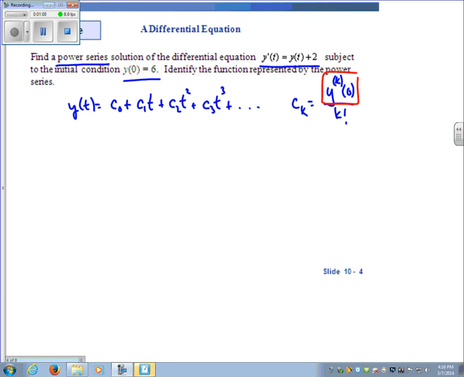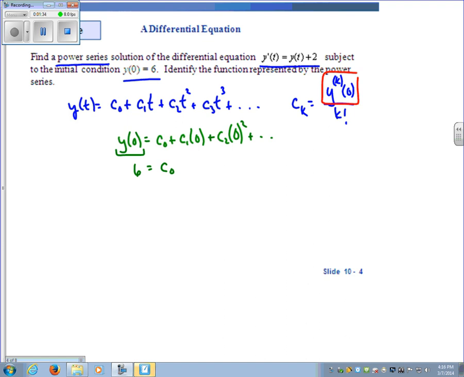That means if I take this function and just evaluate it at 0, y of 0 will be equal to 6. But y of 0 will also be c naught plus c1 times 0 plus c2 times 0 squared, and you can see all the other terms are going to be 0. y of 0 is just 6, and so that means our c naught will be 6.